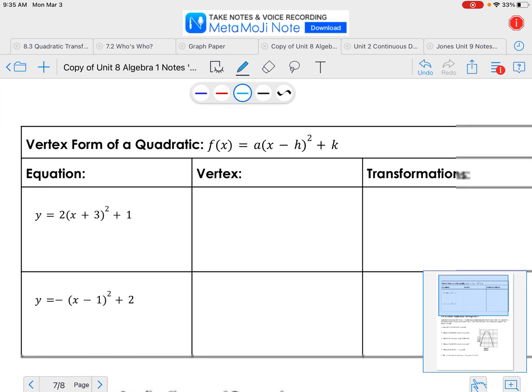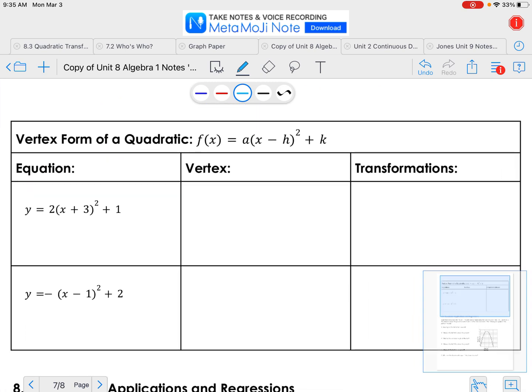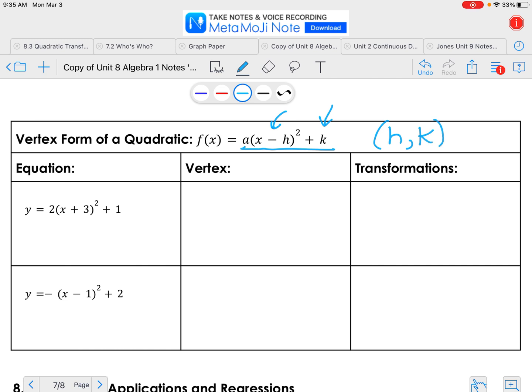Now the vertex form is closely related to our transformations. Vertex form is there's a number in front, then there's x minus h, that's where the opposite comes in, plus k, and h, k is your vertex. So on the parent function, there's no h or k, so the vertex is 0, 0.